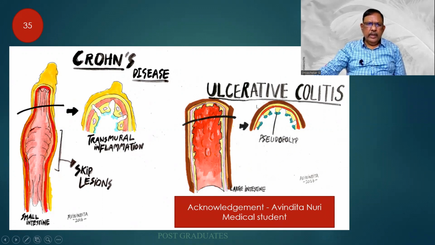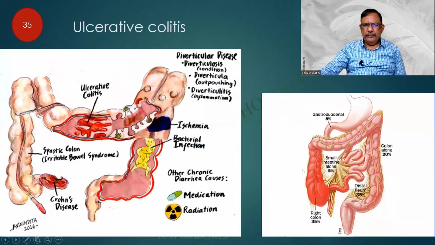Thanks to them. In Crohn's disease, you find that there can be the skip lesion, there can be a transmural inflammation, whereas in ulcerative colitis, there can be the tags of pseudopolyps. Very beautifully depicted. And this diagram, again by the same person, carries the various diagnoses for Crohn's disease, for ulcerative colitis, and some of the differential diagnoses such as diverticulitis. Patient could have been on medication or radiation.